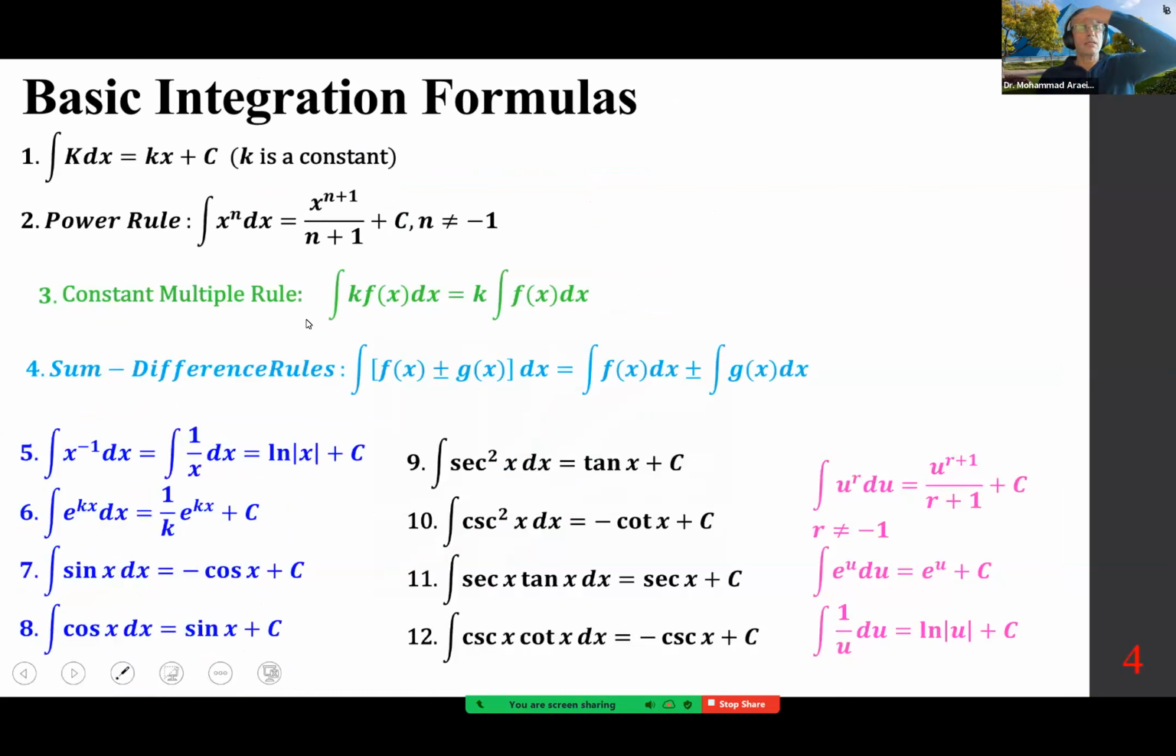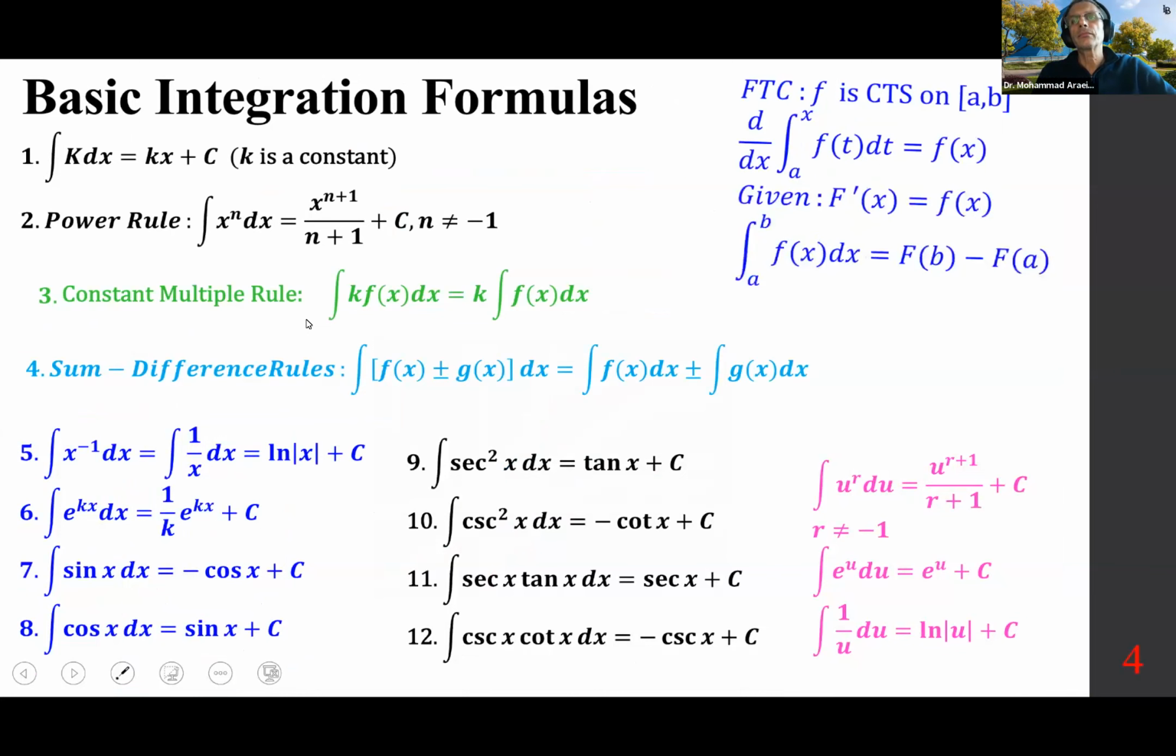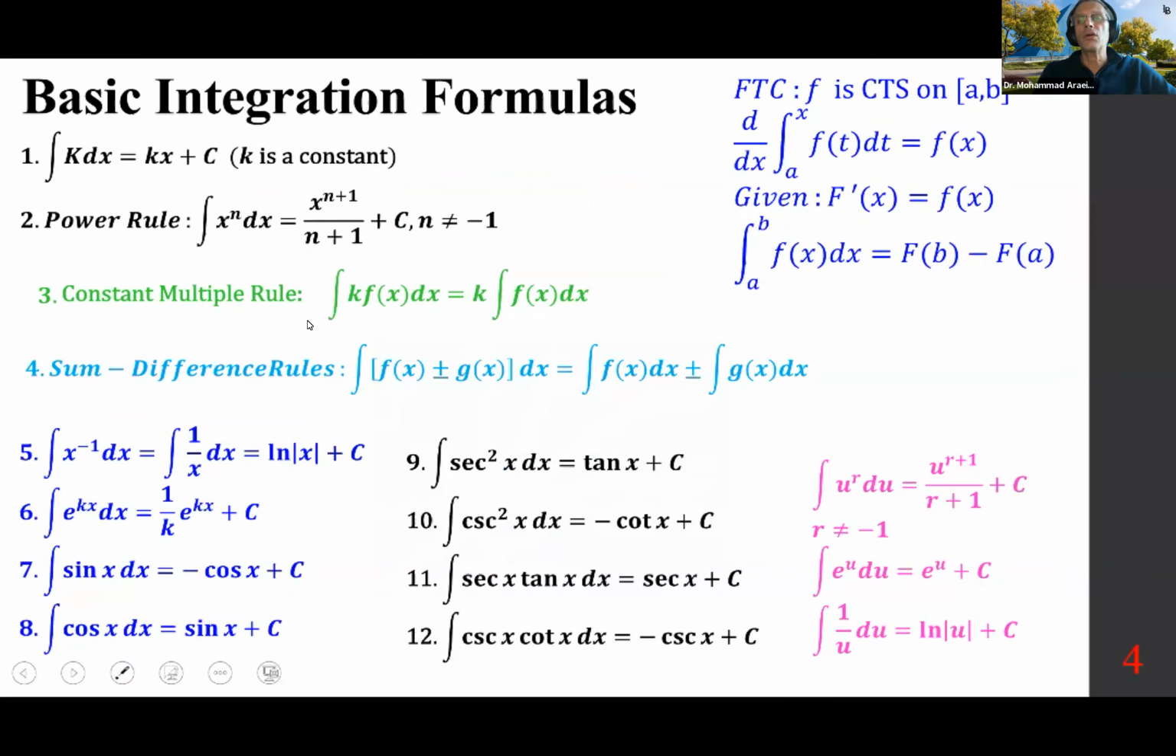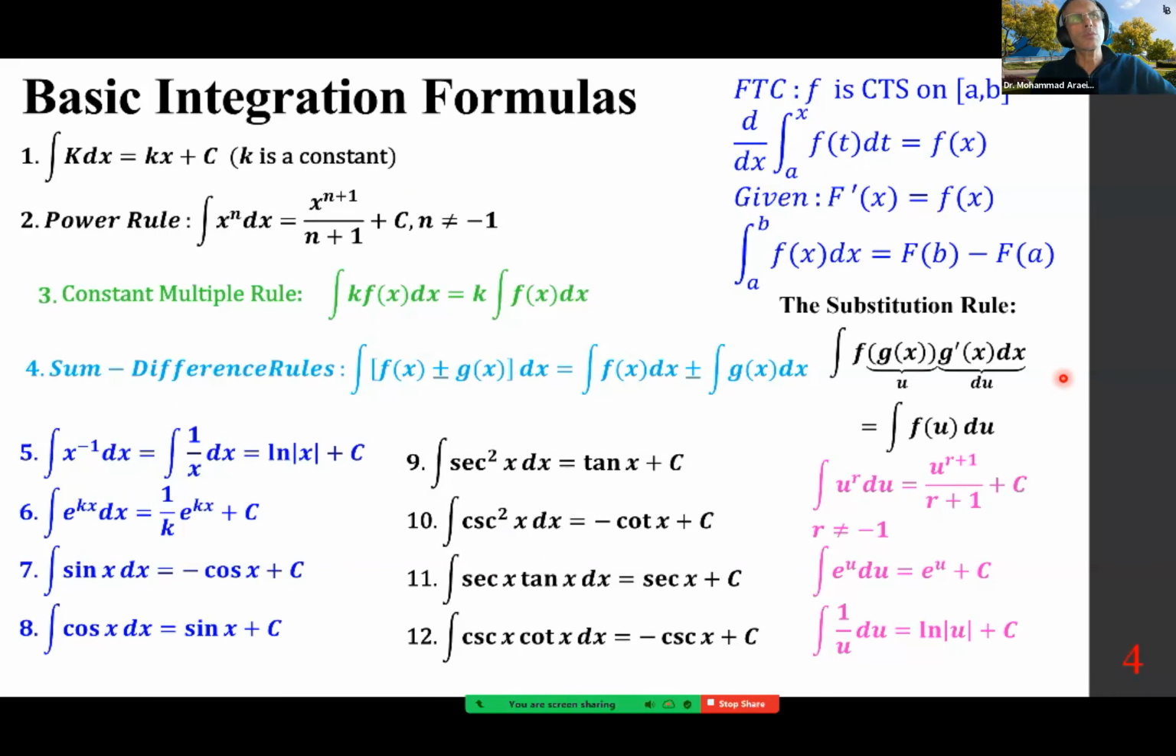Some basic integration formulas, the reverse process of differentiation. FTC, there are two pieces. The derivative of the integral is the function itself, and the integral of f of x dx from a to b, which is a number, is capital F of b minus F of a. And the substitution rule, which is the reverse process of the chain rule.